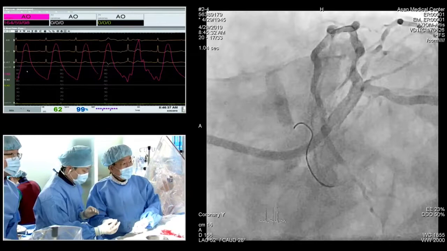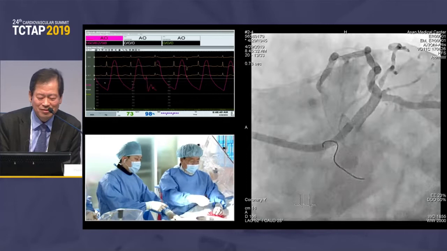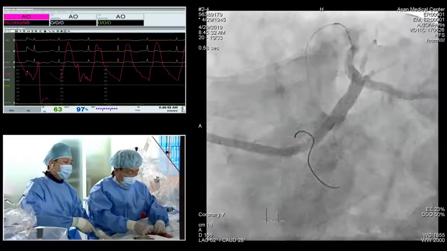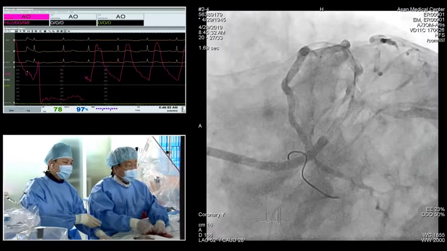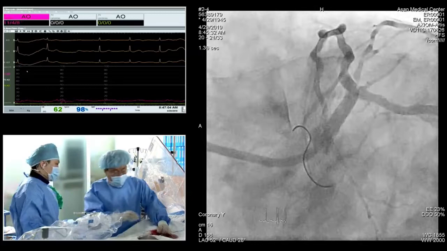Any comment on that? Looks great. You don't want to check FFR for the diagonal? No. No. Even if positive, I don't like to see the positive FFR. And the second one is, you know, TIMI 3 flow. Anyway, it's almost matched with a negative FFR. It's small, not too big.